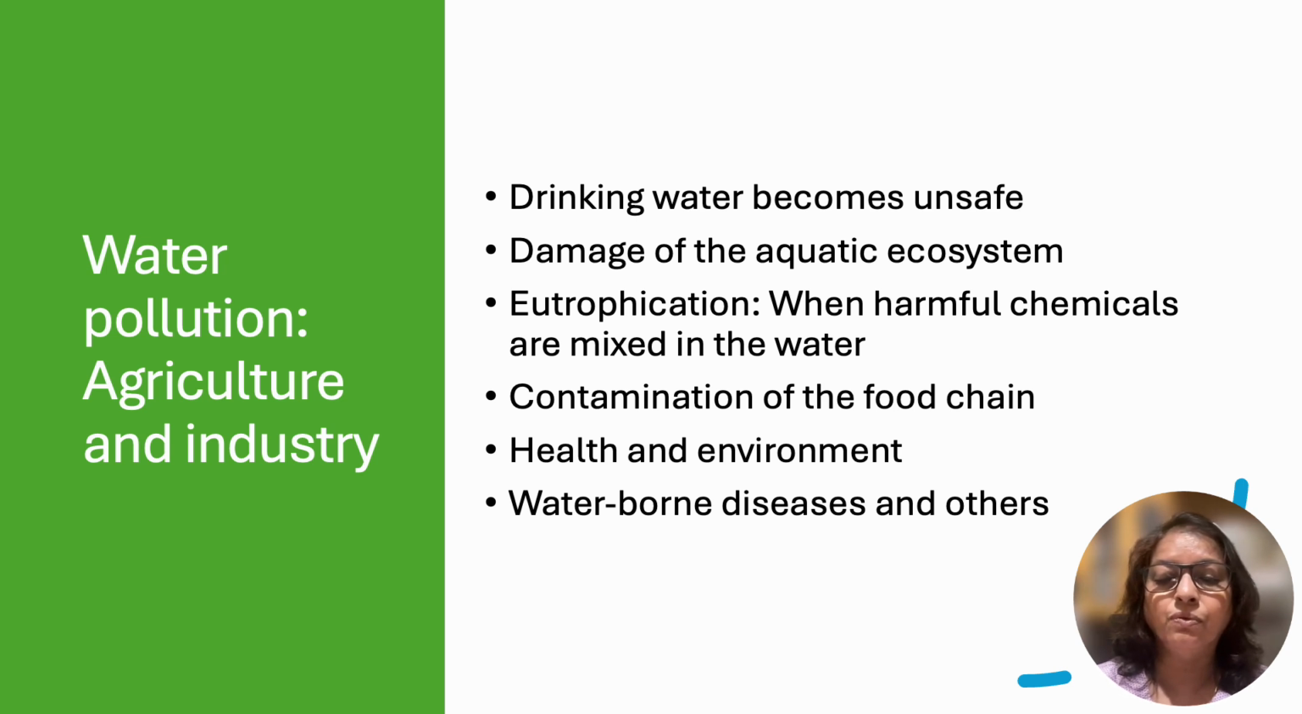Then the contamination of the food chain can happen. If the food chain, that is the plants etc. which we eat, or the animals which graze on these plants, will get the contamination inside them, so the food chain itself can get contaminated. For example, if there is eutrophication in the water and animals are drinking the water, plants are sucking the water, they all will contain the chemicals which the human person will eat. Then health and environment will be affected, and then there will be waterborne diseases and others.